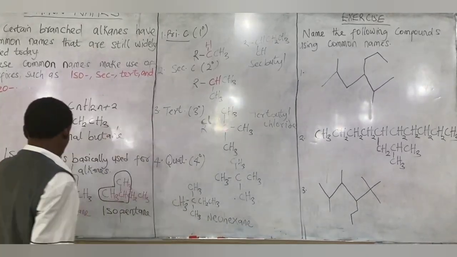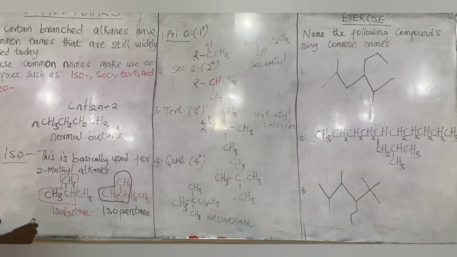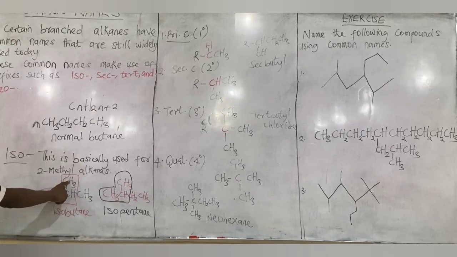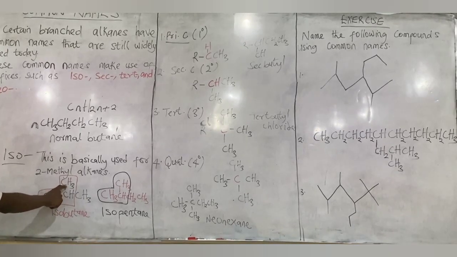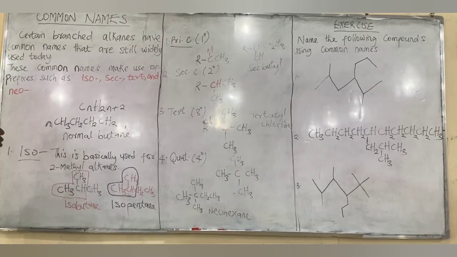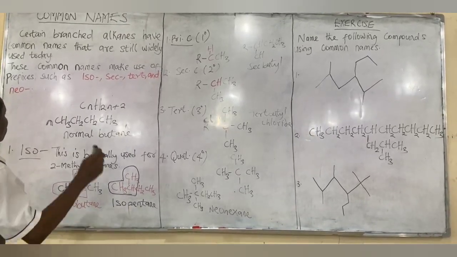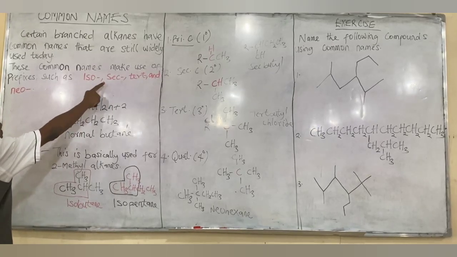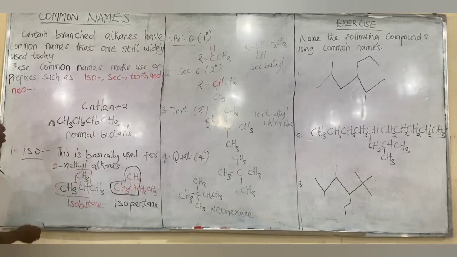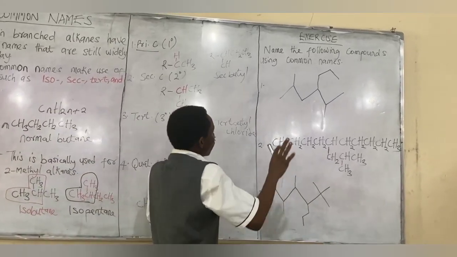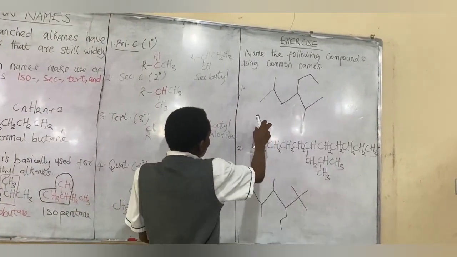But for the iso, it is when we have a methyl substituent like this, attached to the second carbon of an alkane group. That is how we name compounds using common names: iso, sec, tert, and neo. Very simple. Alright.